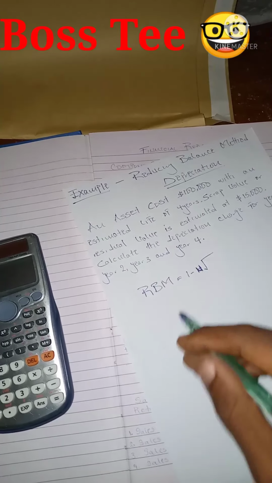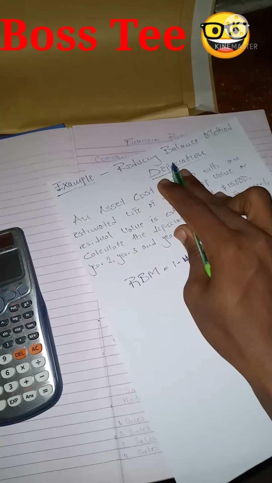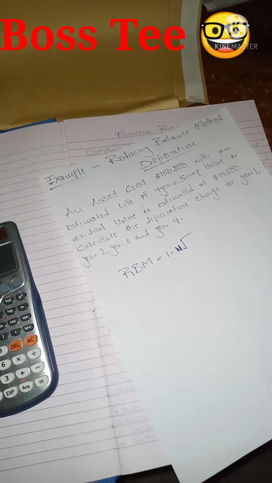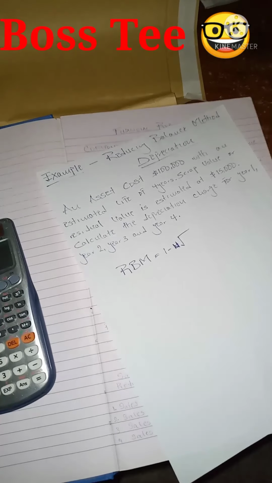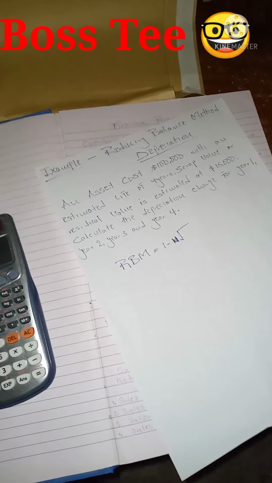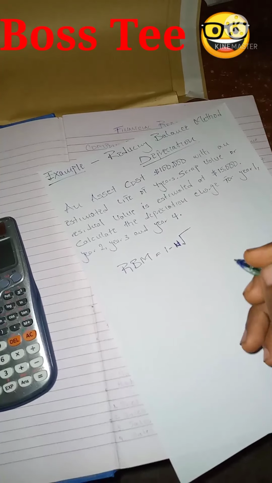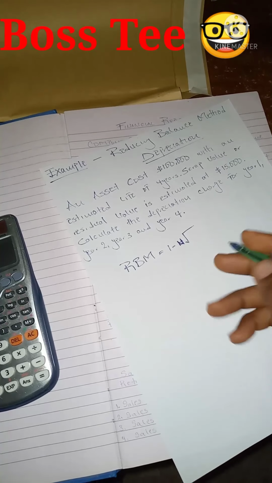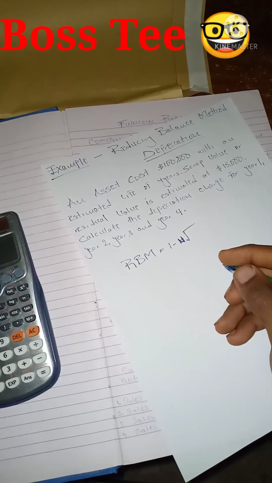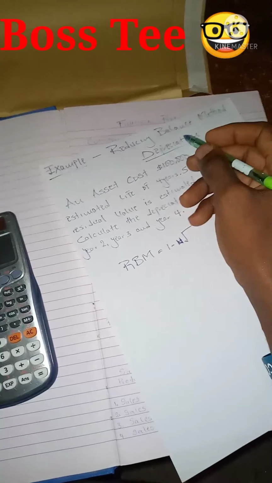Today we'll be looking at depreciation. We're using the reducing balance method. Previously we talked about the straight line method. If you need any idea about the straight line method, you can check the previous videos. Okay, good. Now we're dealing with the reducing balance method.